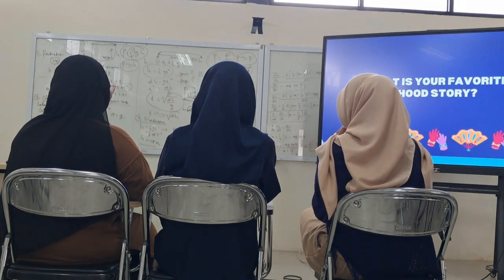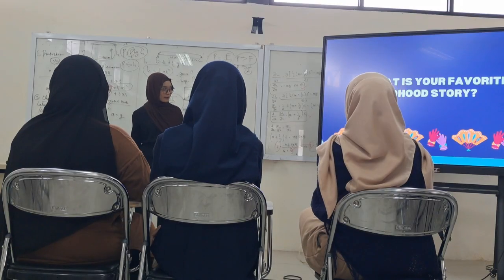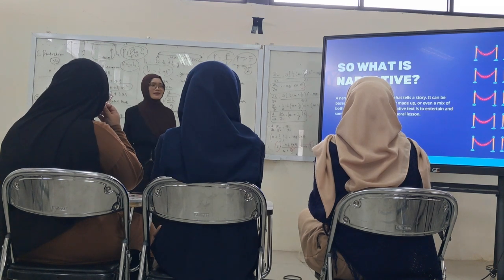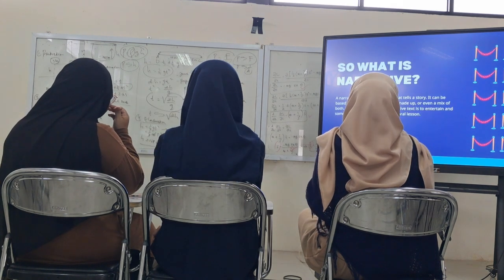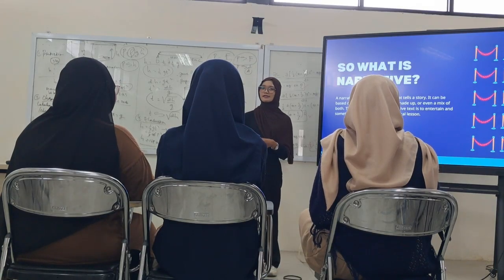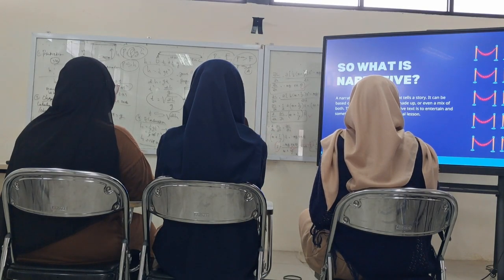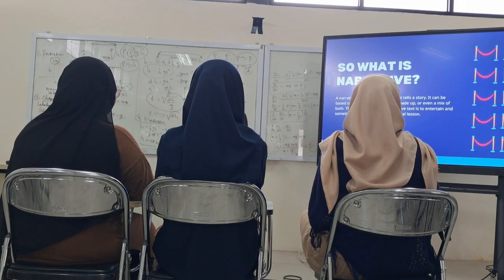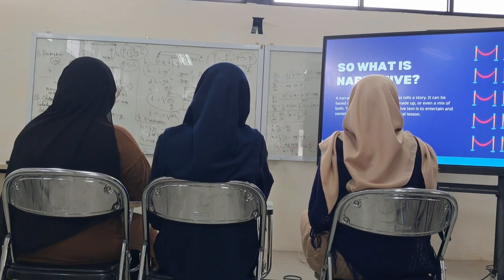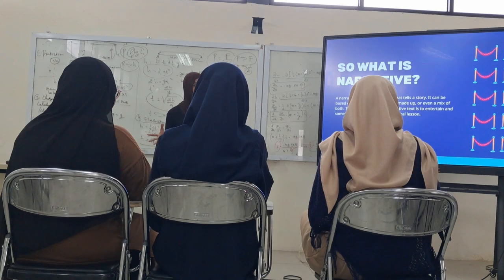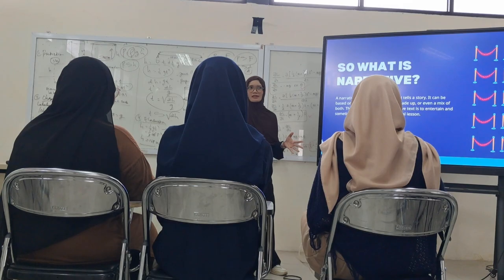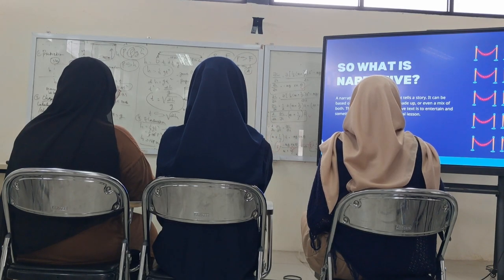Okay, great. So everyone has their own favorite childhood story. Every story I mentioned is an example of a narrative text. So what is narrative text? Narrative text is a kind of text that tells us a story. It can be based on true events or completely made up, or even a mix of both of them.